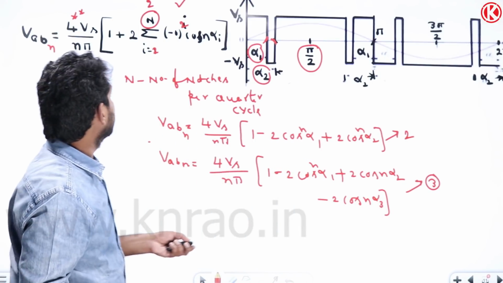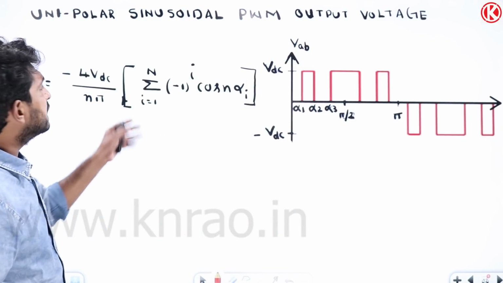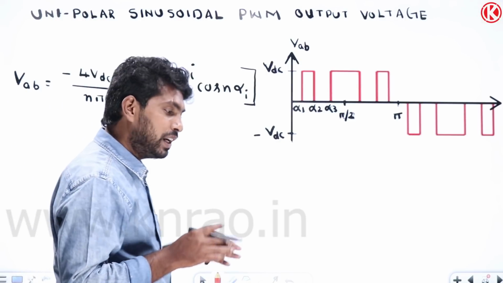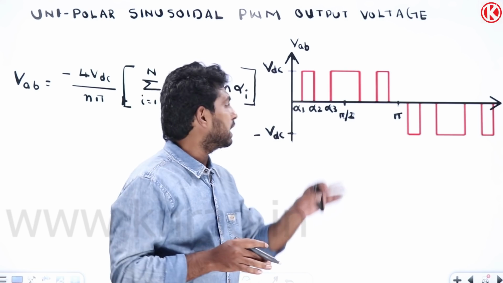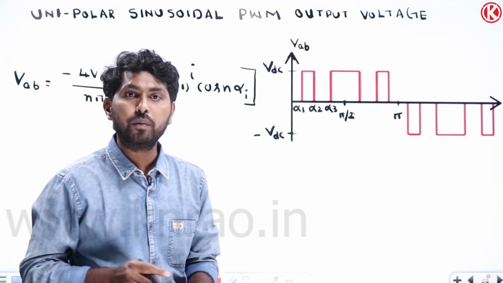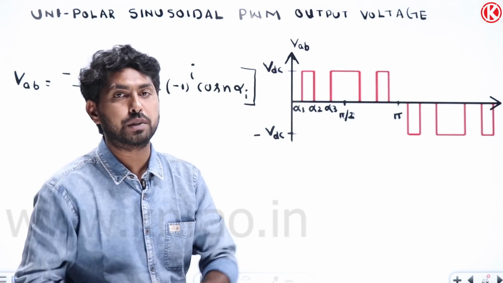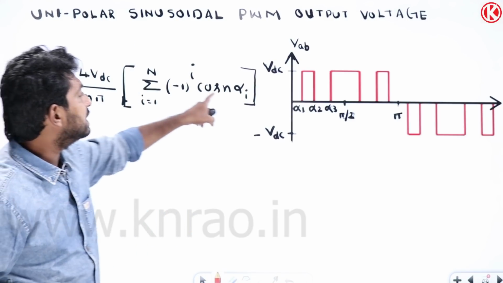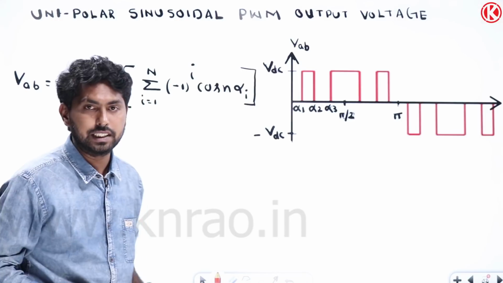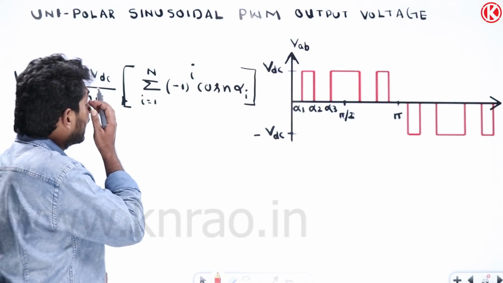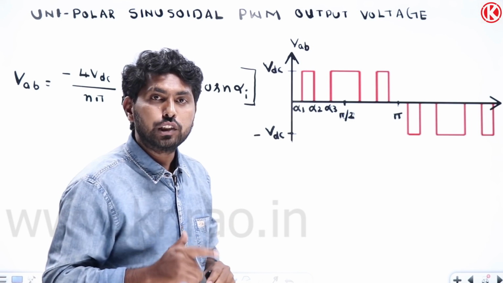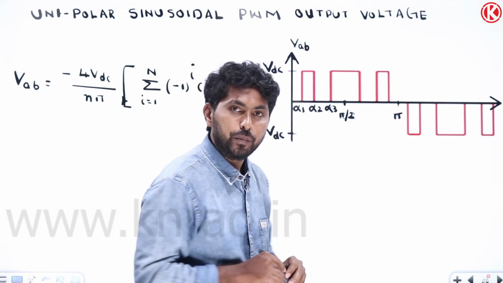So let me see the other one. It is a unipolar PWM output. This we will discuss in the inverters, but observe this output voltage waveform and how to write the Fourier series expression for this. We will see here. If you observe here, this is a generalized formula for this. So how can I write this expression? How many notches are there? Here n is the number of notches for the quarter cycle.